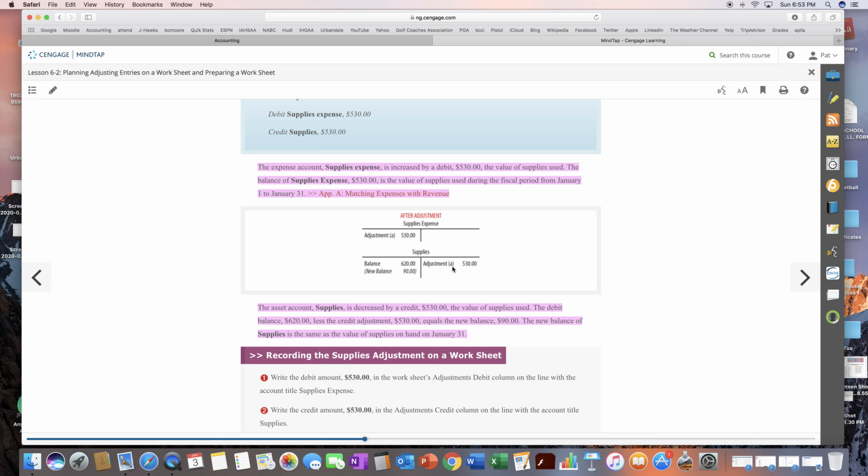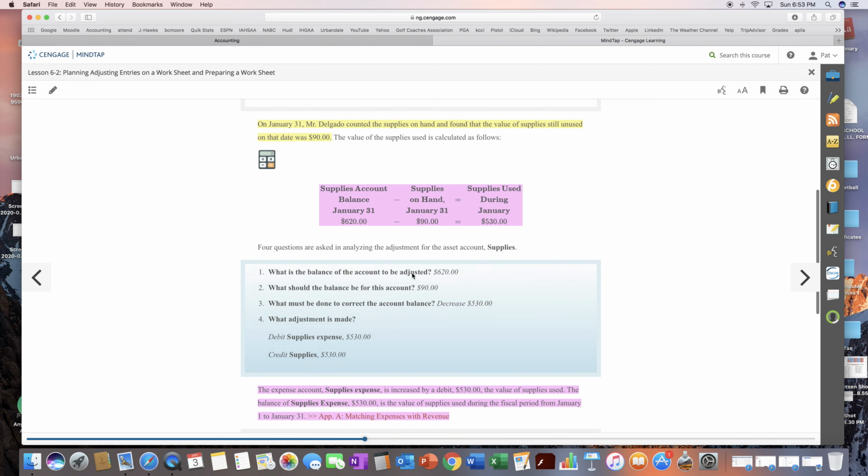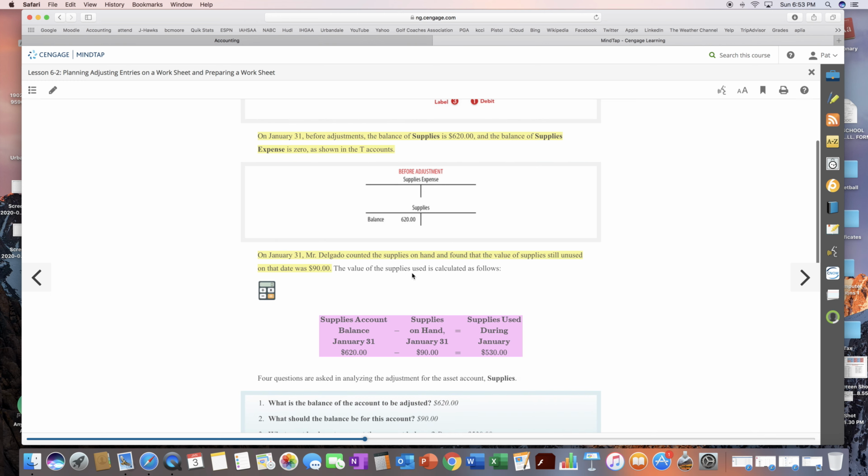The B's go together, and so on and so forth. So we have adjustment, debit supplies expense, credit the asset supplies. This is the new balance, $90, that represents what we actually have. You can see that you'll put the debit in the adjustments column next to supplies expense, not in the trial balance.